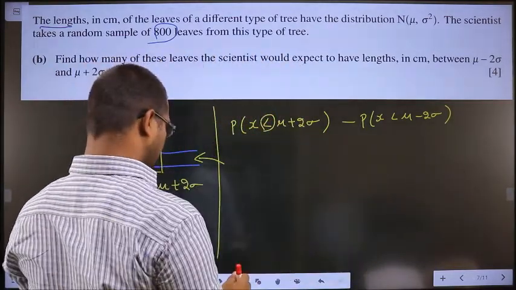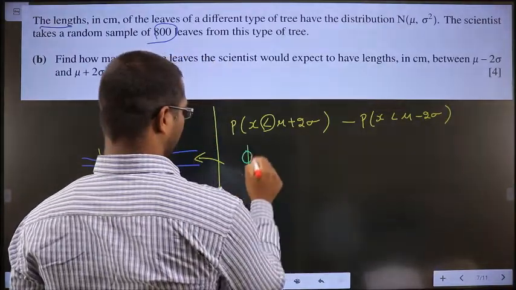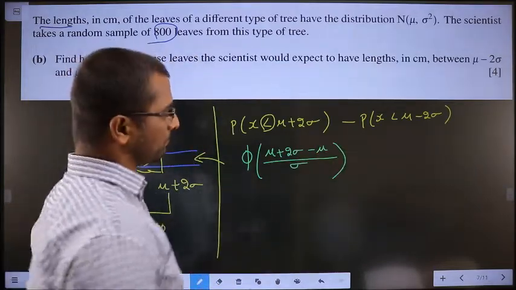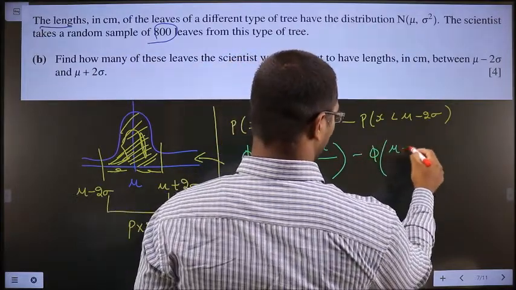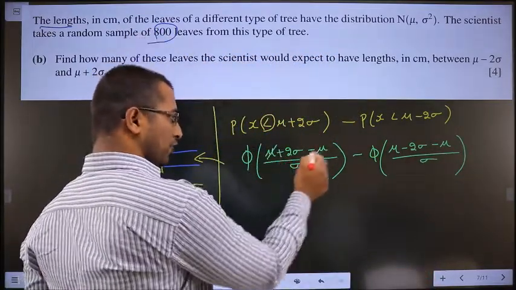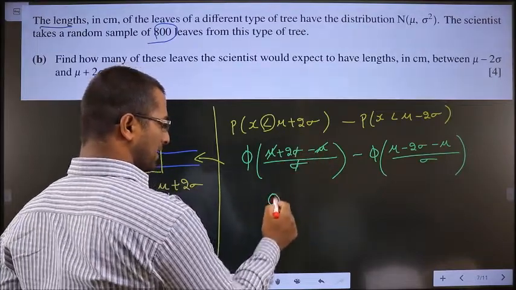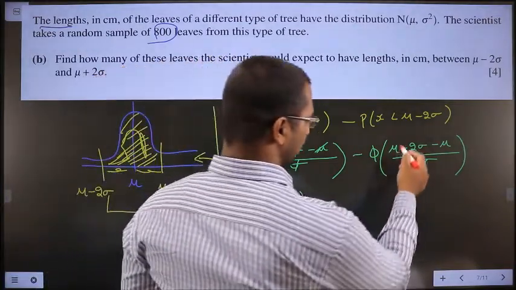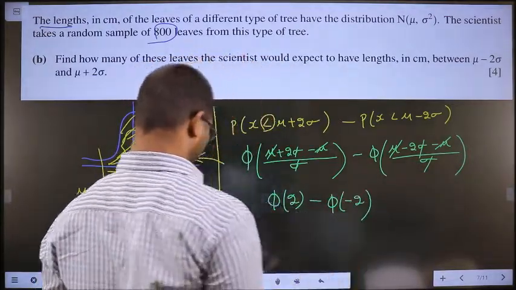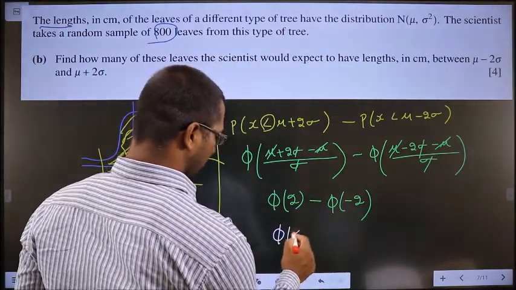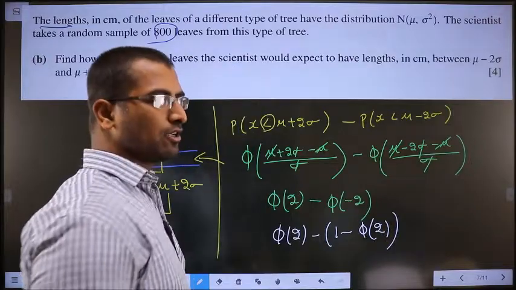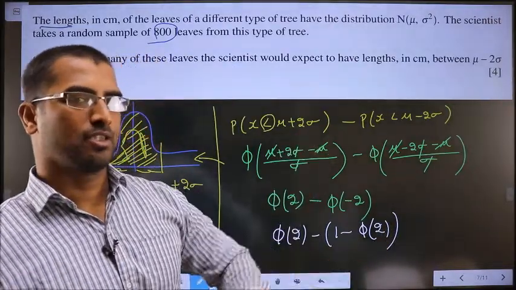Now here it's already a less than symbol, so I can directly go with phi of mu plus 2 standard deviation minus mean, by standard deviation. Here also the same thing, less than, so directly phi of mu minus 2 standard deviation minus mean, by standard deviation. Plus mu minus mu gets cancelled, standard deviation gets cancelled, resulting in only 2. Here also plus mu minus mu gone, standard deviation gone, resulting in minus 2. Now how do I change this negative 2 into positive? To make this negative into positive, I should do 1 minus phi of 2. Whenever you are subtracting from 1, the negative value becomes positive.